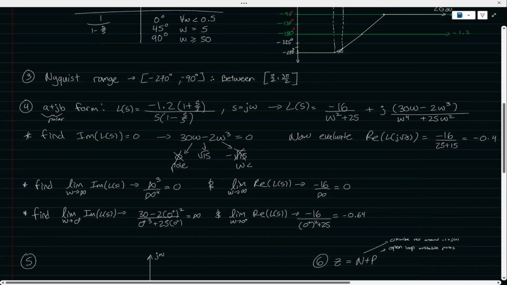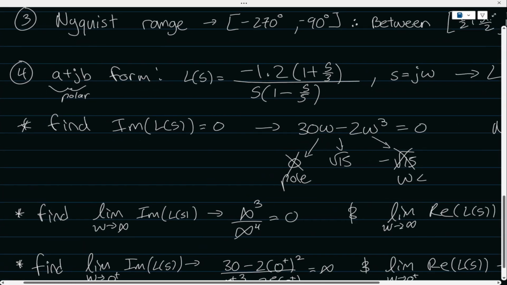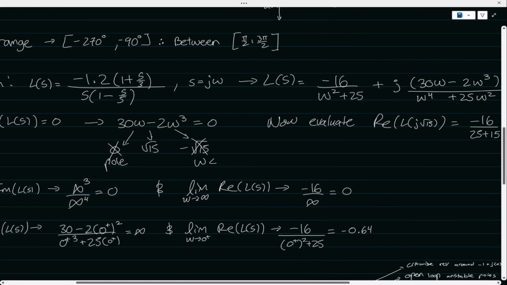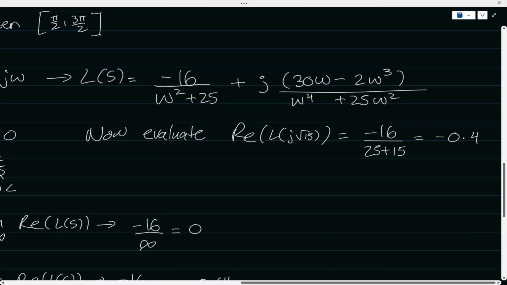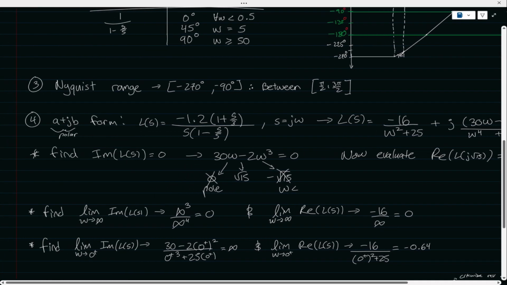Okay. After we found our Nyquist range, we need to determine 3 crucial points. So first, you put it in polar form. We had the Bode form, and after doing some algebra, you can get the polar form like this. Then you need to find 3 major points or critical points.